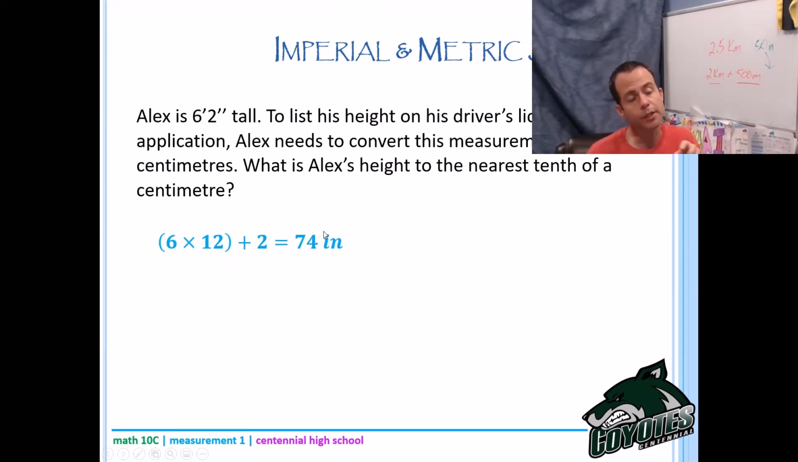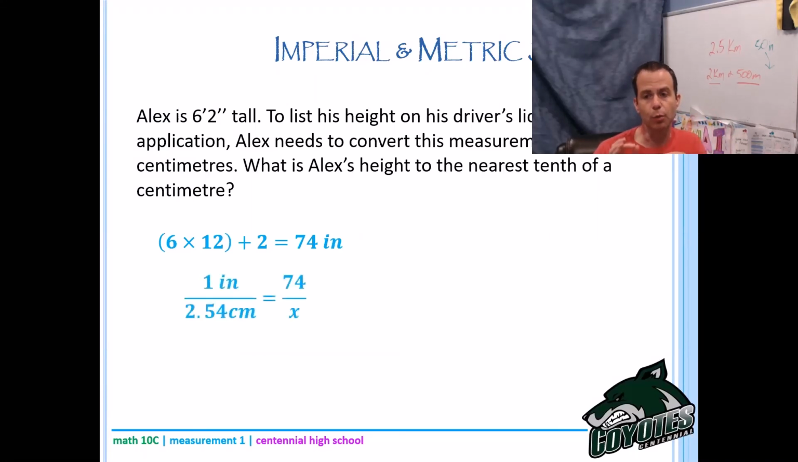So now what I want to do is look at 74 inches, and I want to convert that to centimeters. Okay, so I need a conversion factor that will take me from inches to centimeters, and I know that 1 inch is 2.54 centimeters. So I set up my proportion. 1 inch is 2.54 centimeters. So I equal that to 74 inches over x centimeters. Cross multiply 74 times 2.54 divided by 1, and I get 187.96.